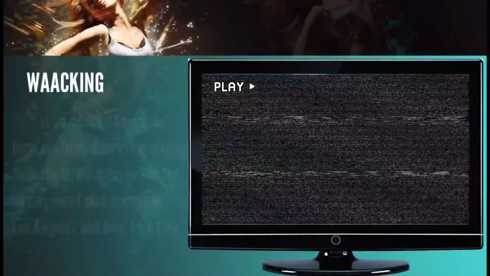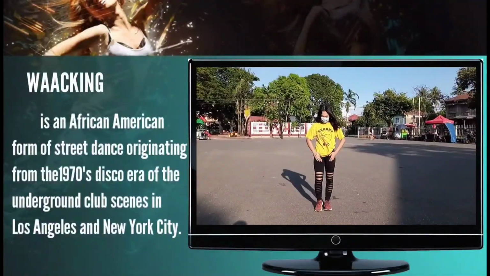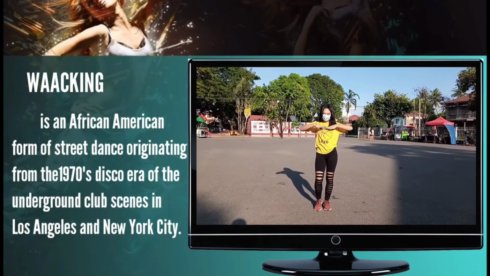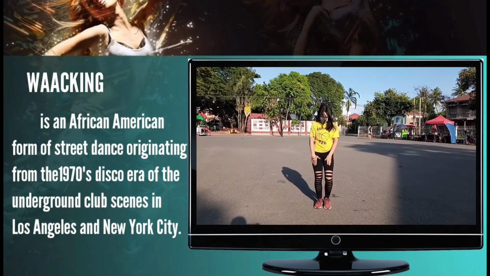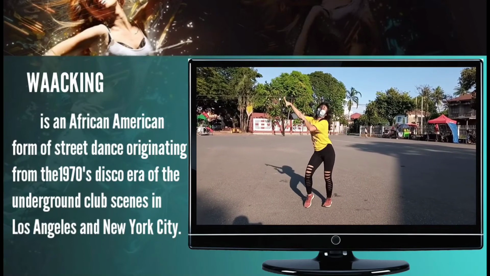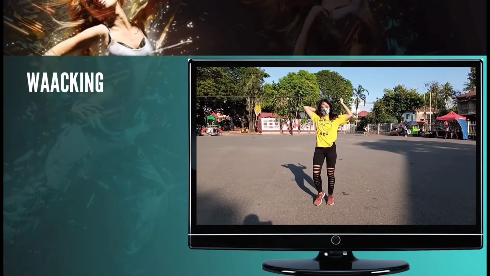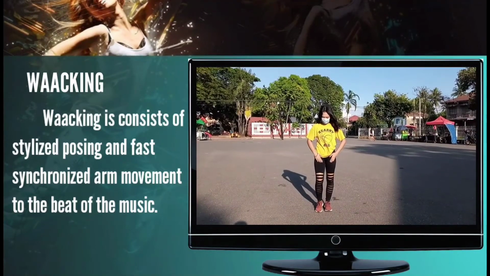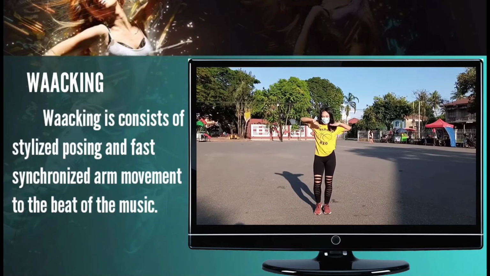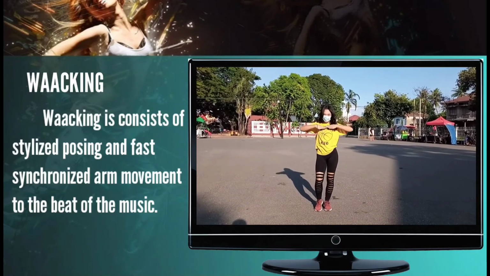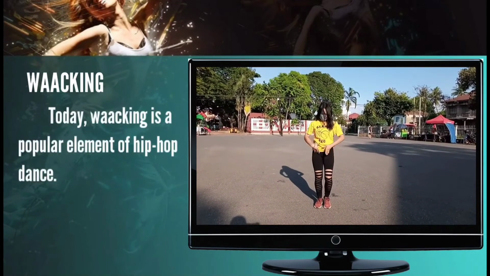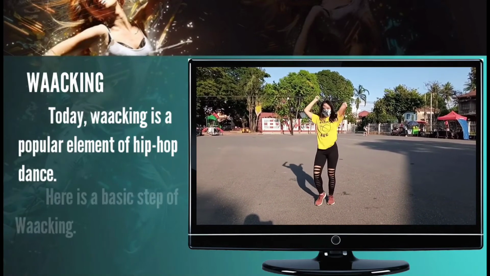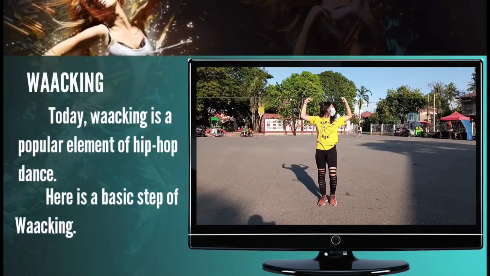Walking. Walking is an African-American form of street dance originating from the 1970s disco era of the underground club scenes in Los Angeles and New York City. Walking consists of stylized posing and fast synchronized arm movements to the beat of the music. Today, walking is a popular element of hip-hop dance. Here's a basic step of walking.